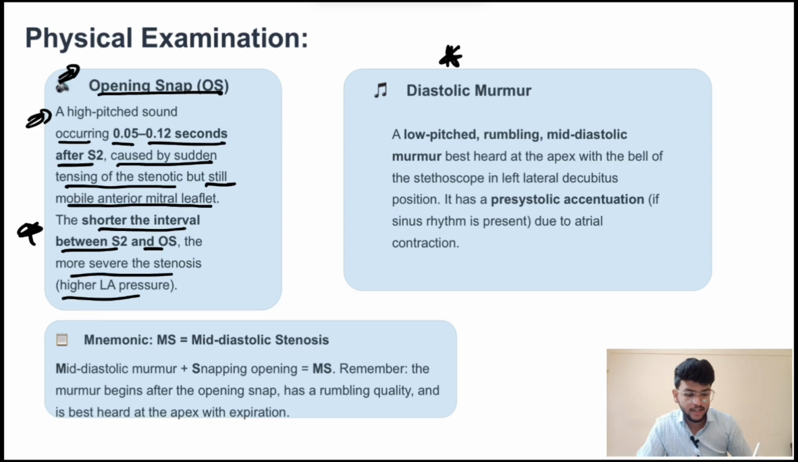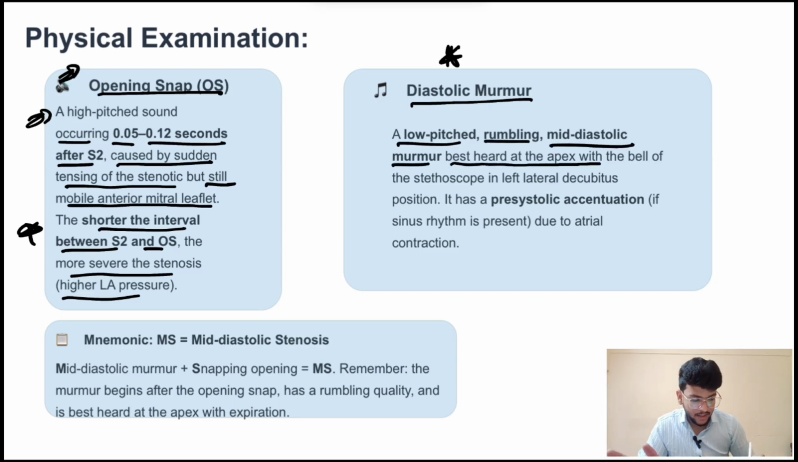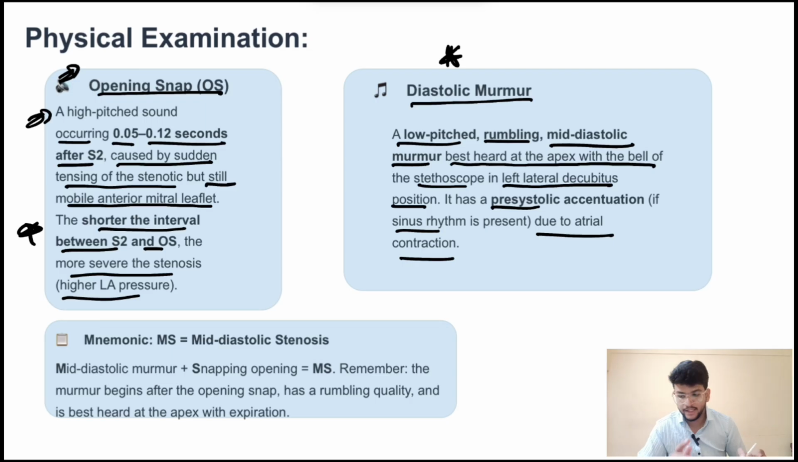Now let us define and characterize the diastolic murmur of mitral stenosis, wherein we have a low pitch rumbling mid-diastolic murmur, best heard at the apex with the bell of the stethoscope in the left lateral decubitus position. It has a pre-systolic accentuation. If sinus rhythm is present, due to atrial contraction, increased blood flow across the stenotic valve occurs. It is present in sinus rhythm and absent in atrial fibrillation.